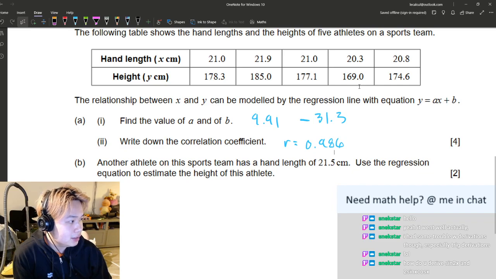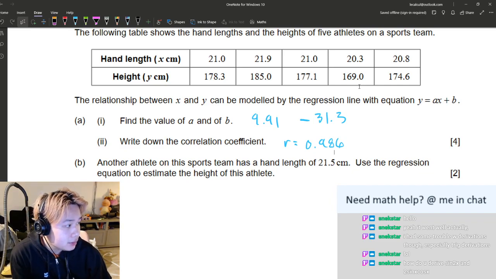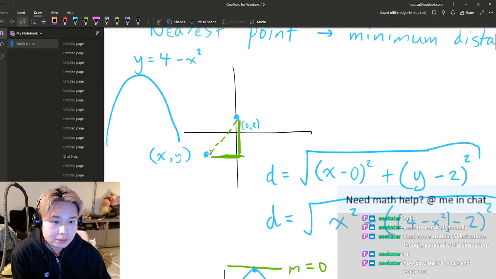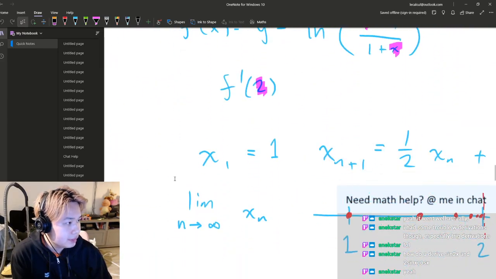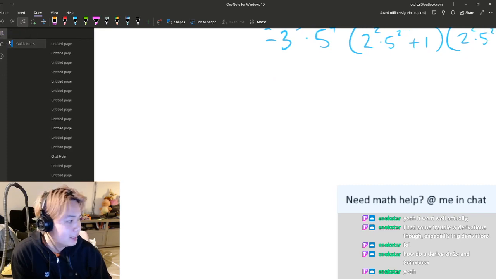Snake Star, how do you derive sine 2x and 2 sine cosine x? Aren't those both the same thing? Wait, yeah. Well, okay, first, are you aware of chain rule? I mean, you should be at this point, right?